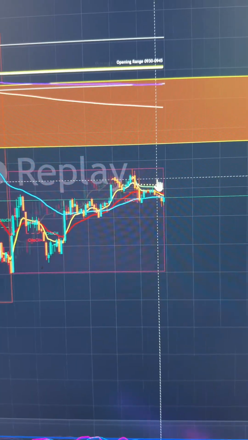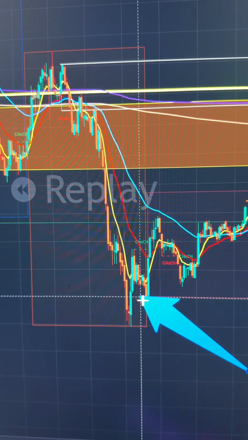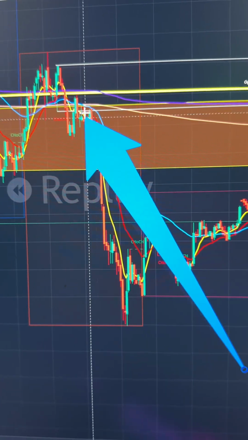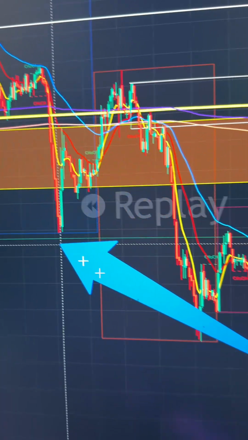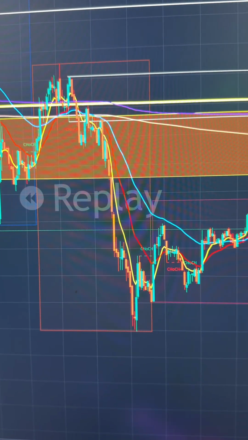So one of the things that I look for is a session sweep. You see this right here? Boom, this is a session sweep. This right here is the U.S. session, so the U.S. session swept below the London session. That's one indicator that tells me we might see some type of reversal.